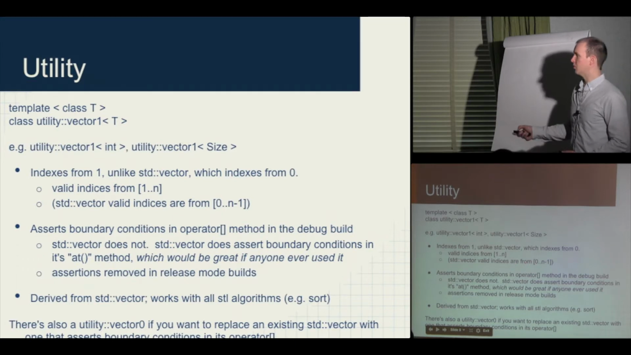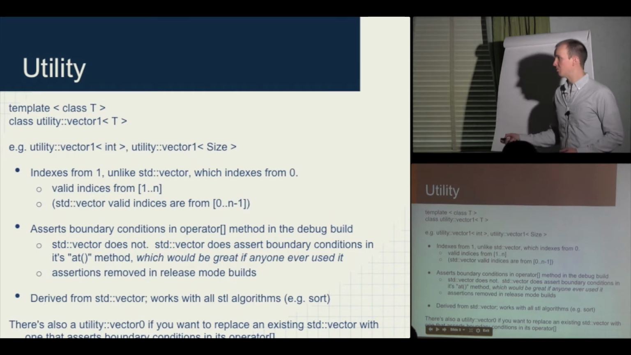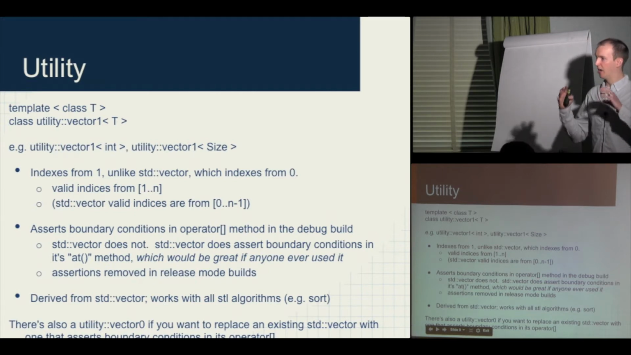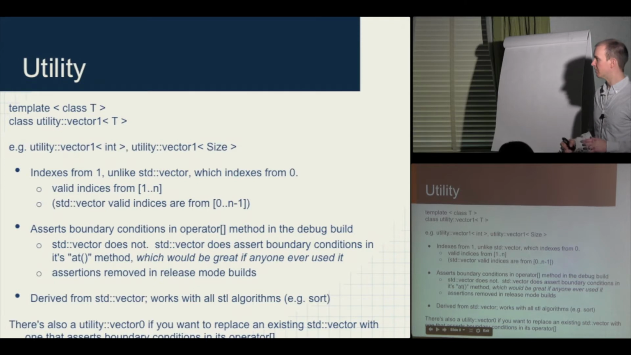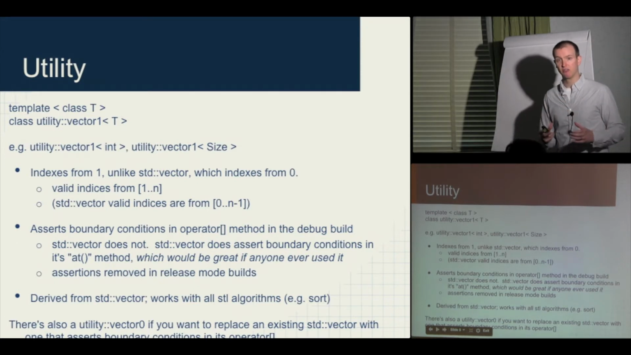And so if you try to replace a standard vector with a vector 1, you'll have to change your logic so that you don't run off the end of the vector, or start reading from the 0 position, rather. What's really nice about utility vector 1 is that it asserts boundary conditions in its operator square bracket. So when you're trying to access an element out of the utility vector, it'll make sure that the index that you've given it is actually valid for the vector.